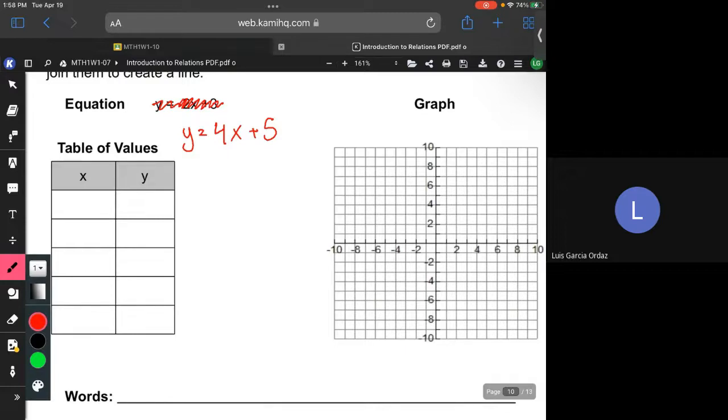So that's it for today's lesson. And then after that, you have a chance to work on the worksheets that are on that lesson.